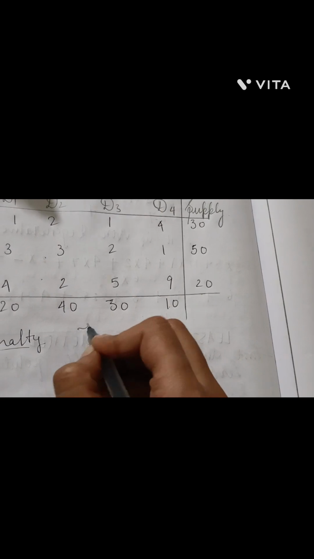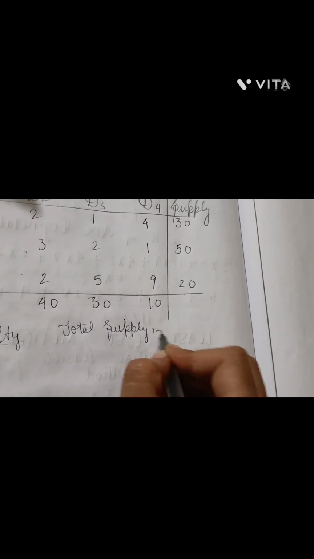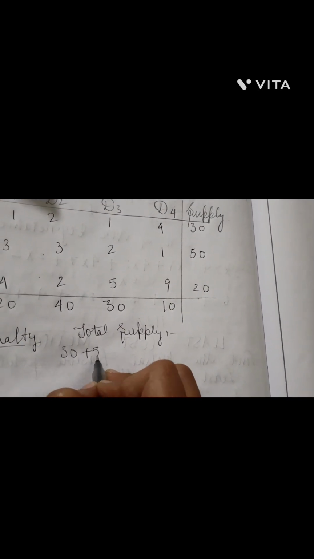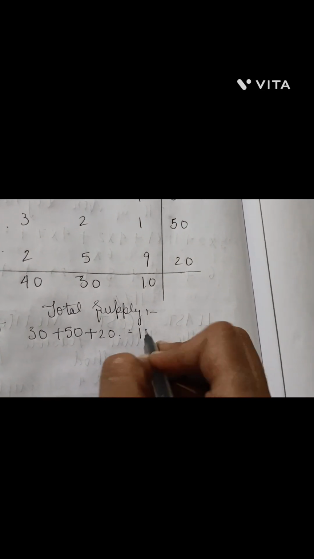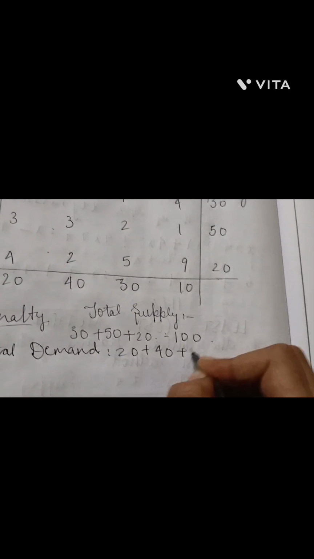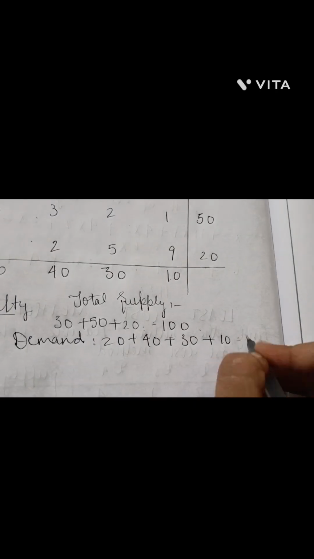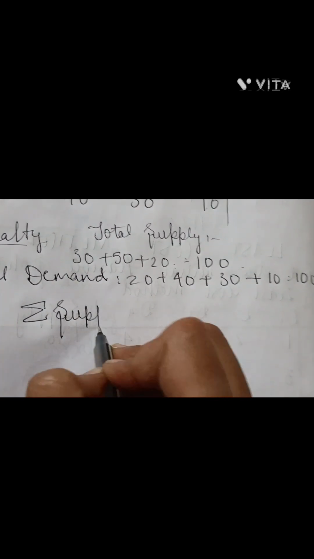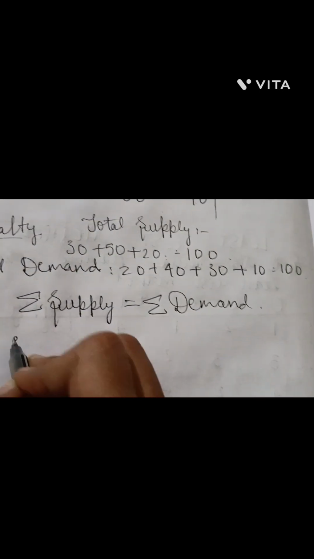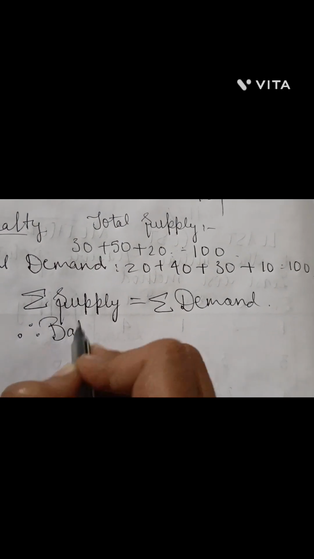First, we check whether the problem is balanced or not, as usual. So the total supply here is 30 plus 50 plus 20, that is 100. And then the total demand, 20 plus 40 plus 30 plus 10, which is also 100. Since both are equal, the problem is balanced. Since the supply and demand both are equal, therefore the problem is balanced.